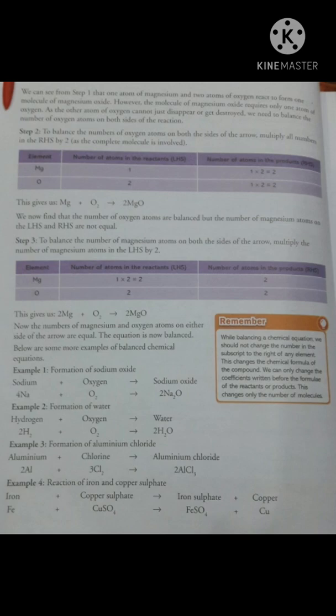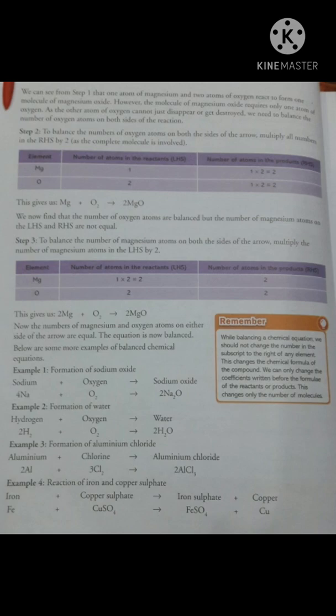We now find that the number of oxygen atoms is balanced, but the number of magnesium atoms on the left hand side and right hand side are not equal. To balance the number of magnesium atoms on both sides of the arrow, multiply the number of magnesium atoms on the left hand side by 2. Now this gives us 2 Mg plus O2 produces 2 MgO. Now the number of magnesium and oxygen atoms on either side of the arrow are equal. So this equation is now balanced.